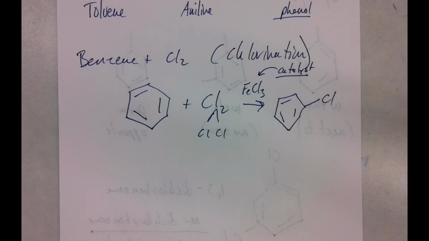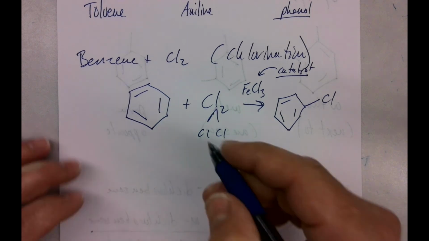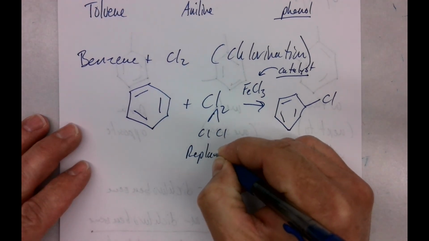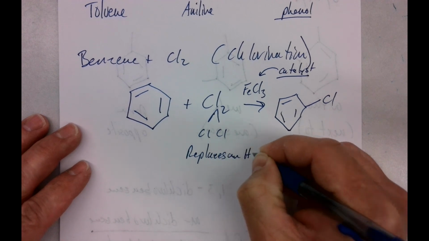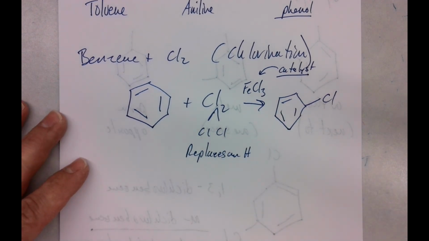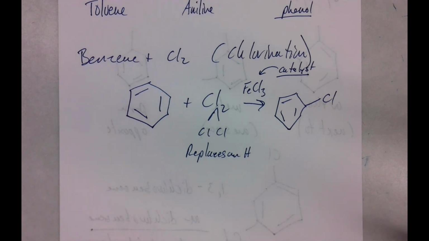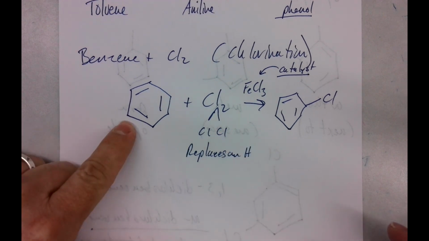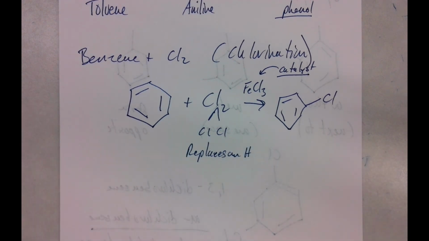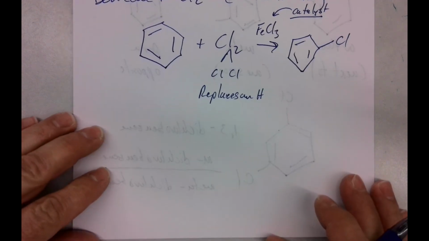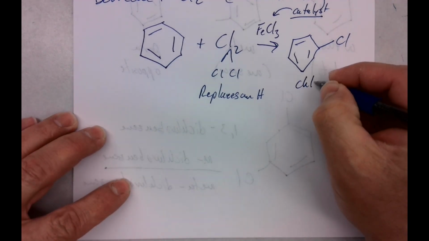Okay? Now, this just replaces an H. That's why I think it's more like what we did last chapter than what we've done this chapter. Because this chapter, we've broken that double bond. Here, did I break any of those double bonds? No, so I'm not putting them both in there. I'm just replacing an H, okay? Alrighty, now, this would be called chlorobenzene.